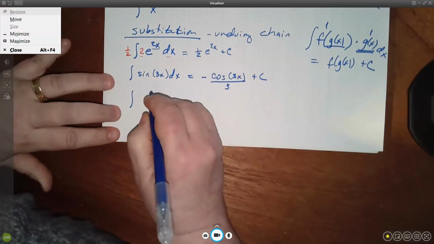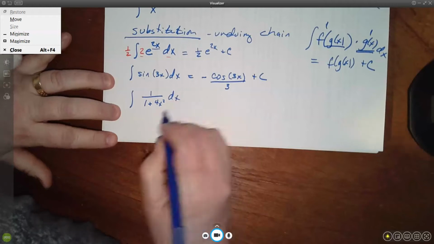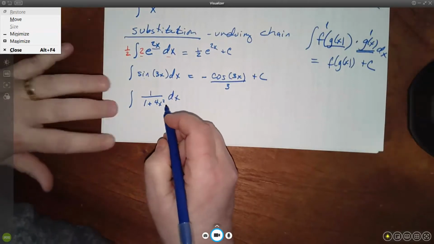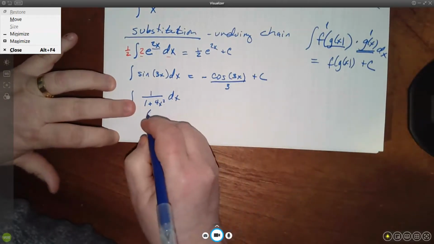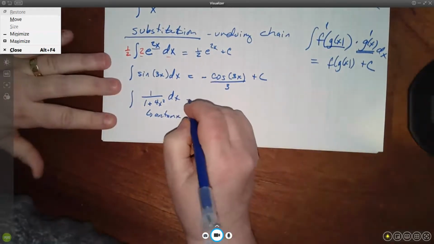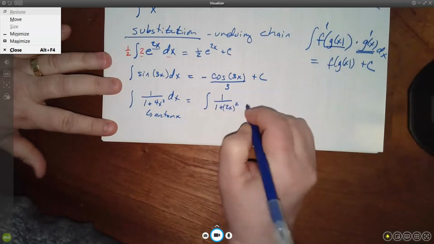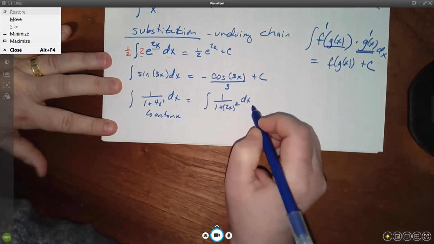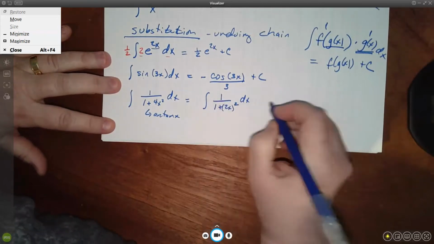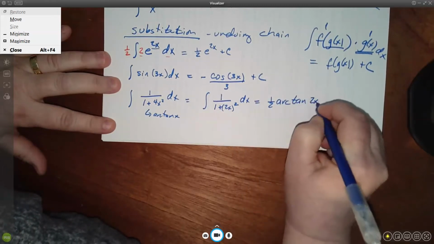Let's see, I have 1 over 1 plus 4x squared dx. Now when I see a positive x squared on the bottom, and no x's on top, I immediately think arctan. I need to figure out some way of massaging it into arctan. So this is the same thing as the integral of 1 over 1 plus 2x squared dx. So I have my arctan. I don't have the 2 that I need. The derivative of the inside is a 2, so again I will have 1/2 arctan of 2x.